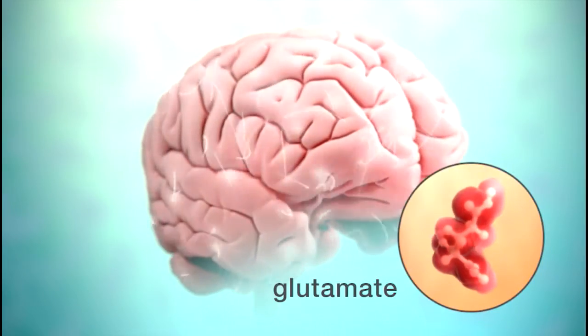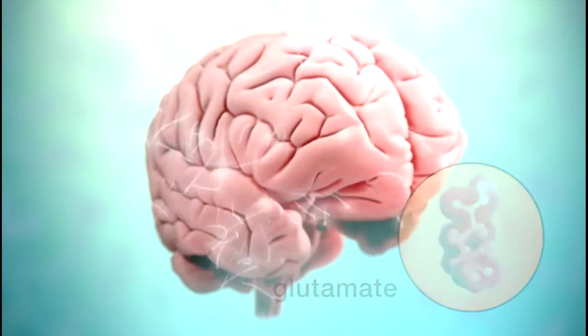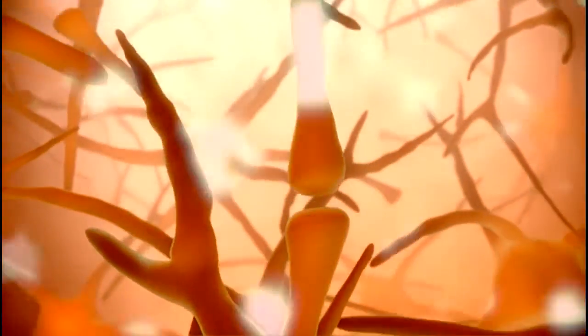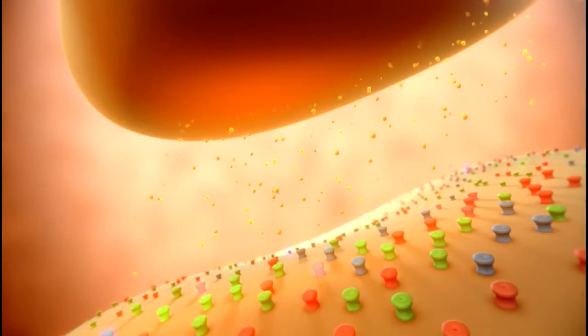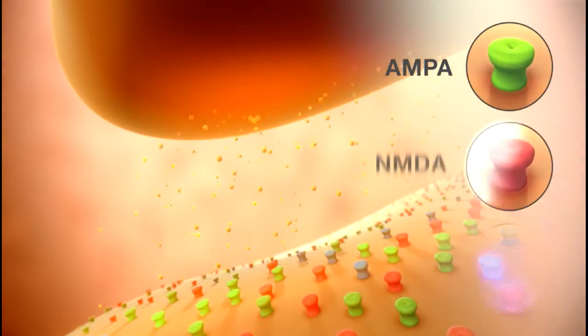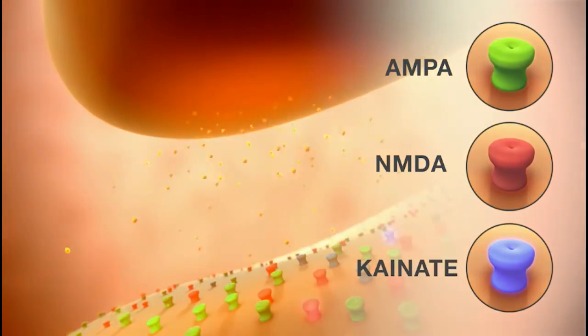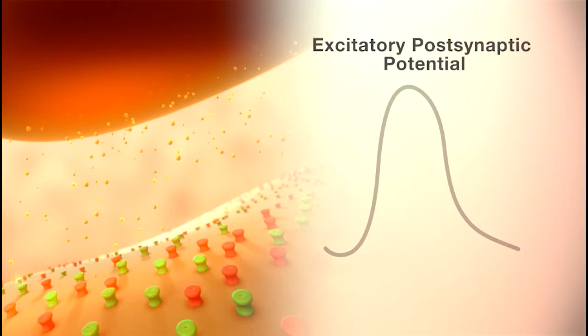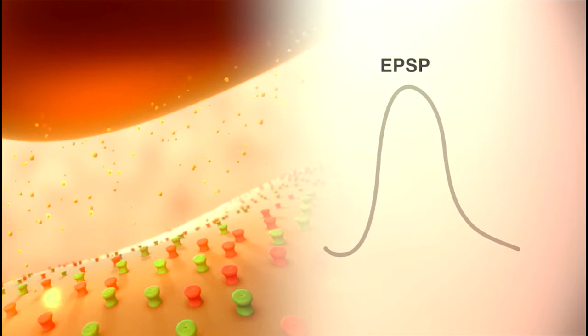Glutamate, the primary excitatory neurotransmitter in the brain, binds to 3 types of receptors. These glutamate receptors are known as AMPA, NMDA, and kainate. Glutamate binding to these receptors results in a postsynaptic excitatory signal called the excitatory postsynaptic potential, or EPSP.